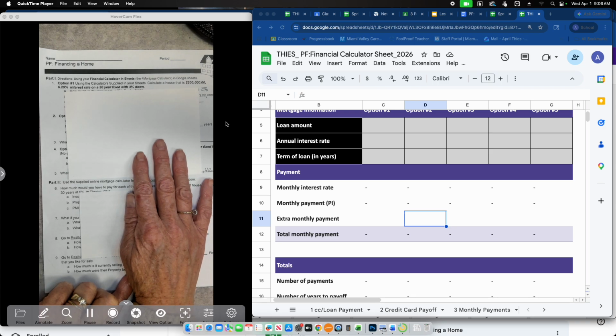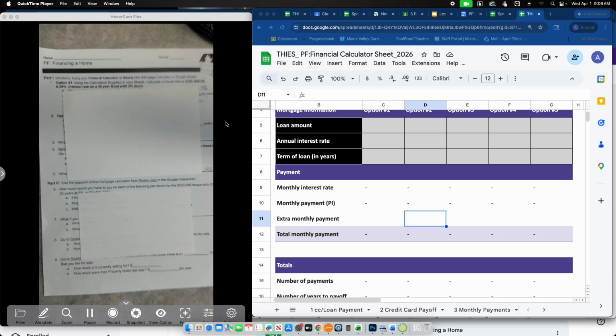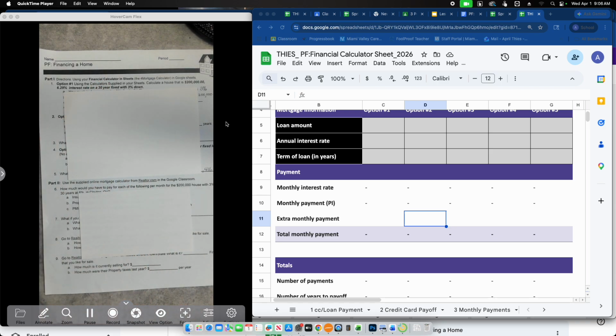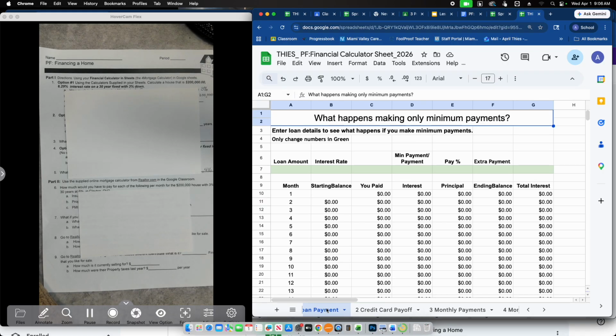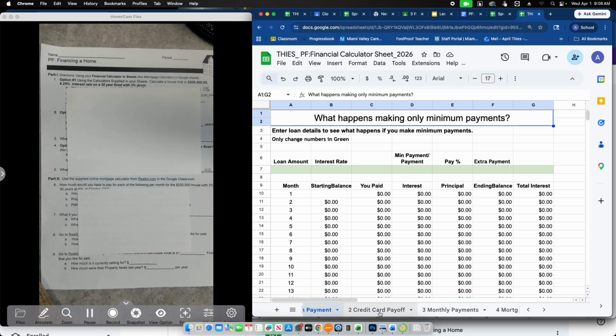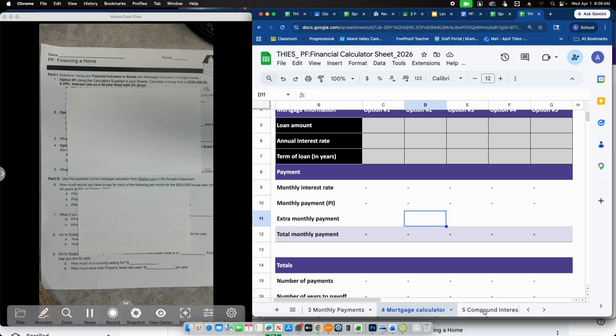On this worksheet, we are going to look at financing a home. First thing we want to do is pull up our financial calculators. This says financial calculators. I've renamed mine, so yours might look a little bit different. When you pull it up, this will be the first one. Remember, it's been a while, so we do have multiple calculators down here. We will be looking at the mortgage calculator, whatever number that is for the year.